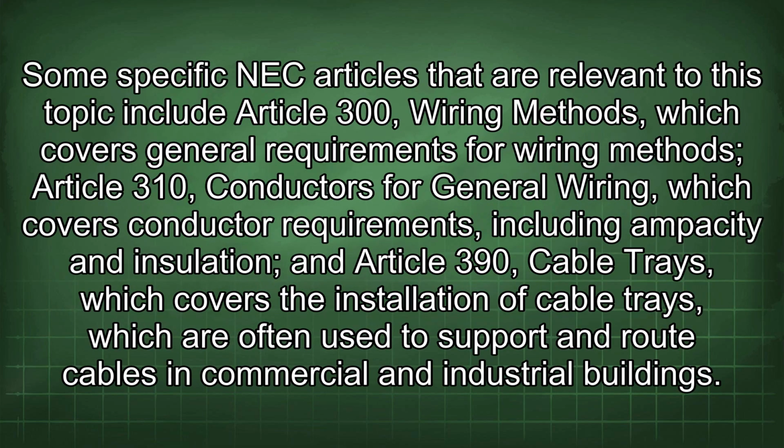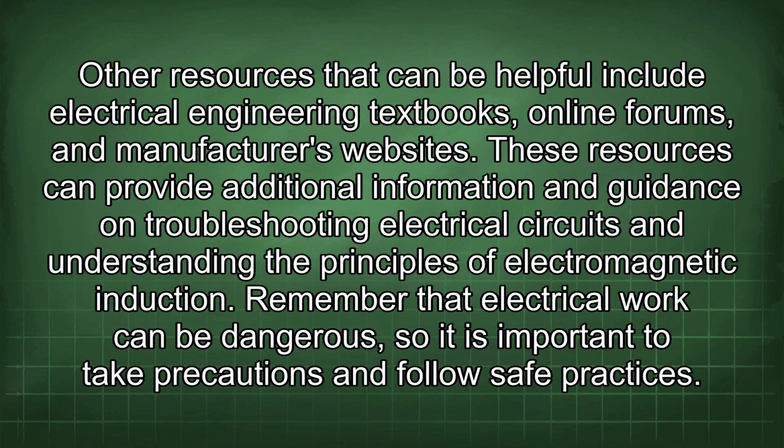Some specific NEC articles that are relevant to this topic include Article 300, Wiring Methods, which covers general requirements for wiring methods; Article 310, Conductors for general wiring, which covers conductor requirements, including ampacity and insulation; and Article 390, Cable Trays, which covers the installation of cable trays, which are often used to support and route cables in commercial and industrial buildings. Other resources that can be helpful include electrical engineering textbooks, online forums, and manufacturers' websites.